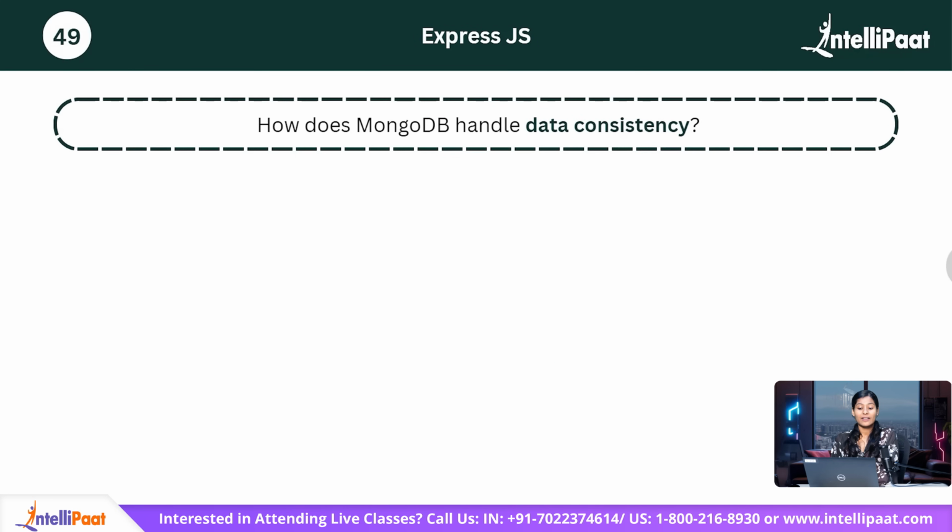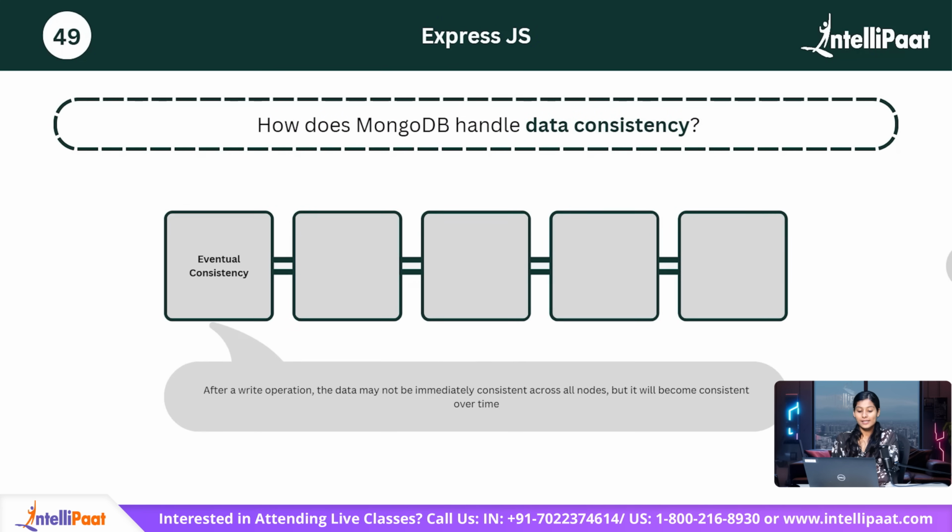Moving on, we have our next question. How does MongoDB handle data consistency? Now, there are multiple ways. There is eventual consistency. After a write operation happens, the data might not immediately be consistent across all the nodes, but it will become consistent over time.